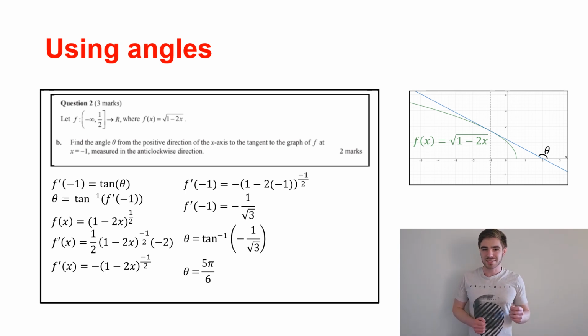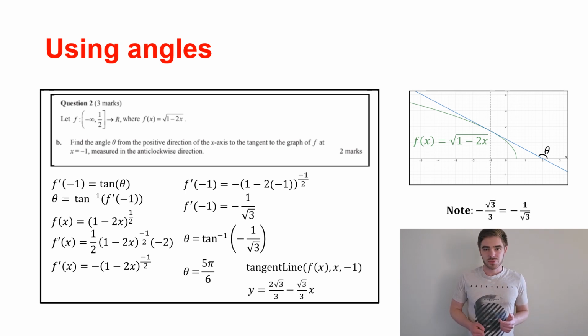Also, if you're able to use the CAS in the exam, then you can speed things along by using the tangent line function again. All you have to do is just steal the gradient off of the linear term and then stick that inside the tan inverse.